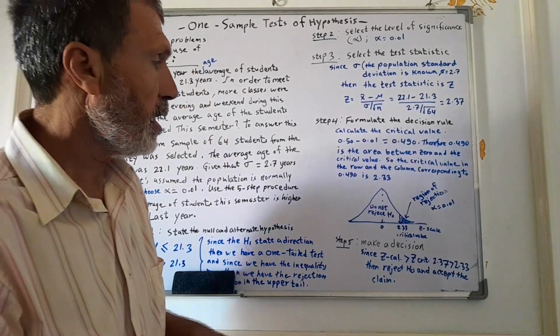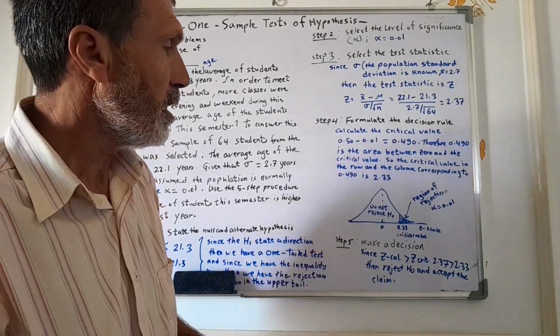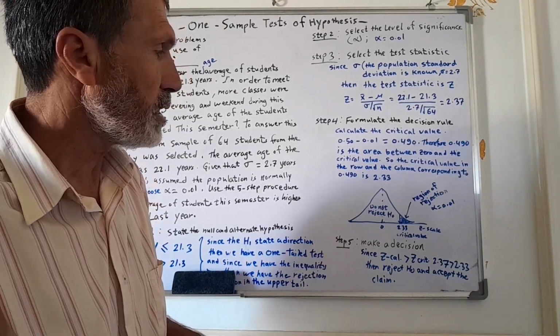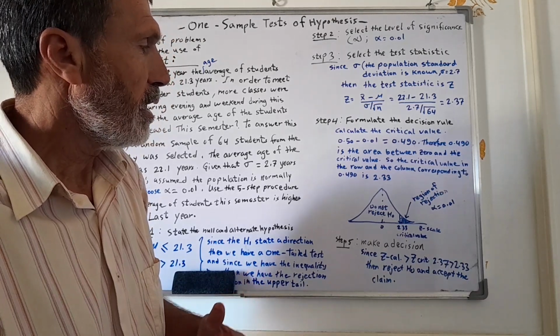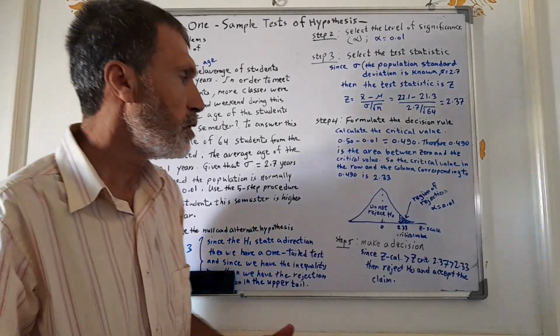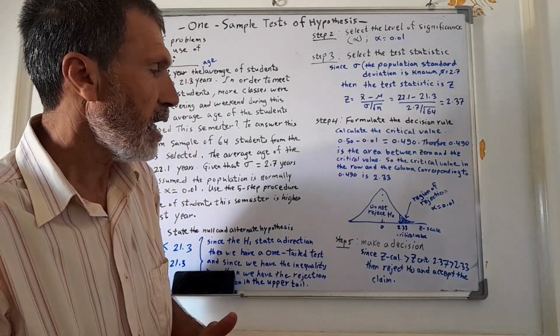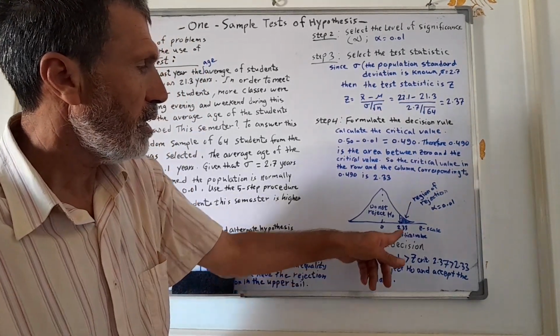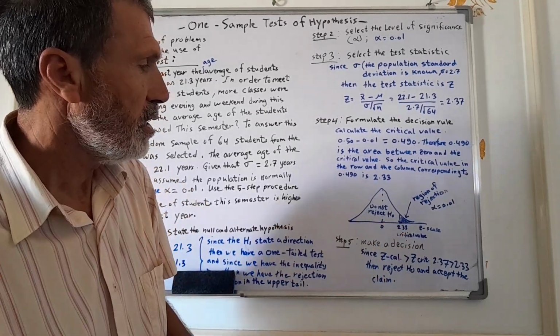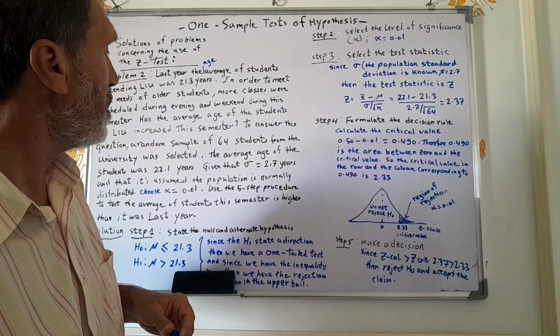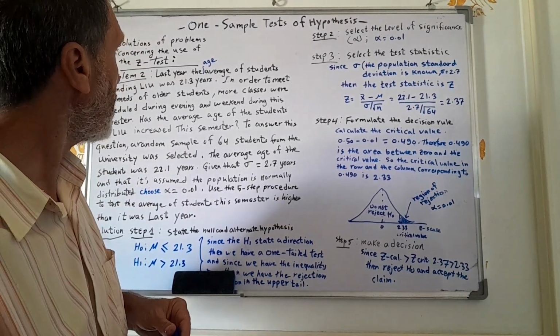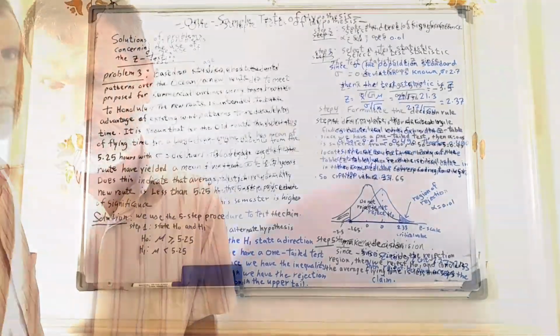So now, based upon the test procedure, we say that we are in the rejection area. So we reject the null hypothesis, and accept the claim that the average age of students is greater than 21.3.